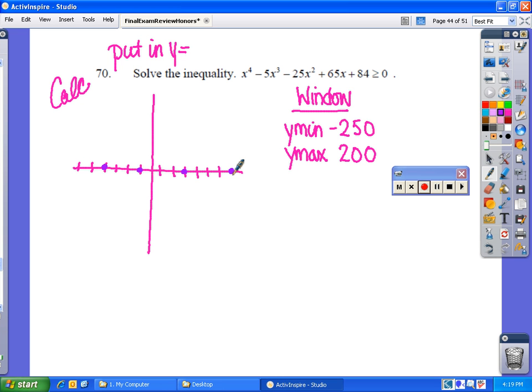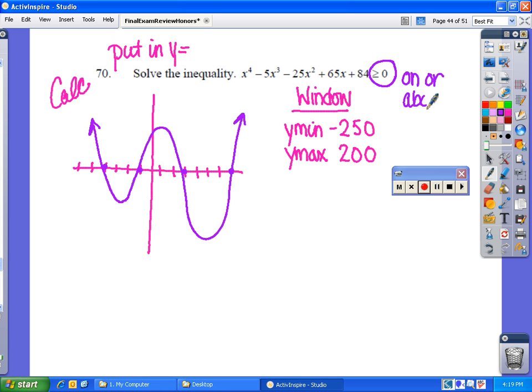Let's just put in a sketch. Looks something like this. Now remember, our inequality says we're looking for the parts of the equation that are greater than or equal to 0. This means we're interested in the parts that are on or above the x-axis, because that's where y is greater than or equal to 0.